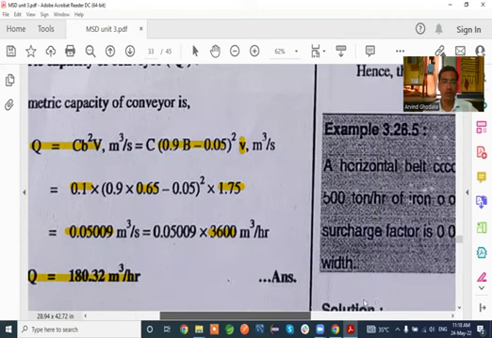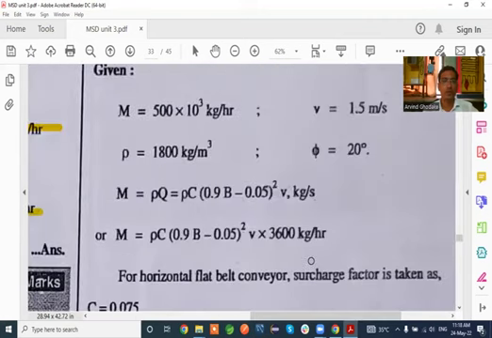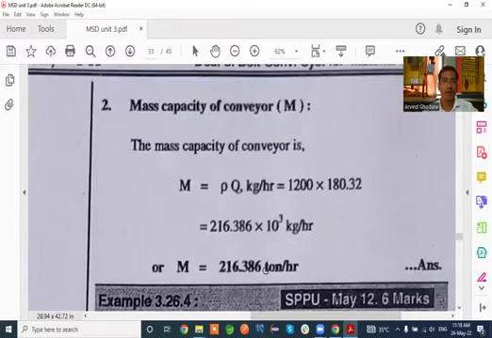Now our aim is to find out the mass capacity of the conveyor. The mass capacity of the conveyor is calculated by using the formula M is equal to rho Q kg per hour. So the density rho is 1200 and volumetric capacity is 180.32. Therefore, the mass capacity of the belt conveyor is 216.386 tons per hour. So in this way, we can calculate the volumetric capacity and mass capacity of the flat belt conveyor system.